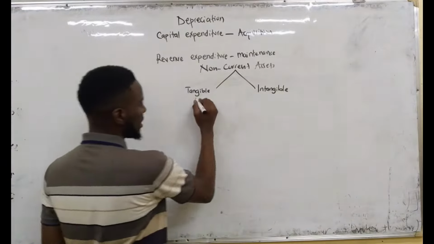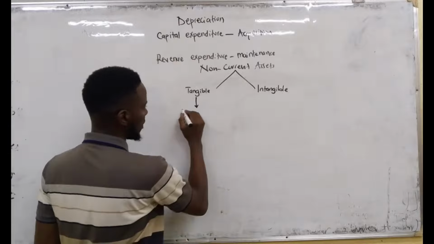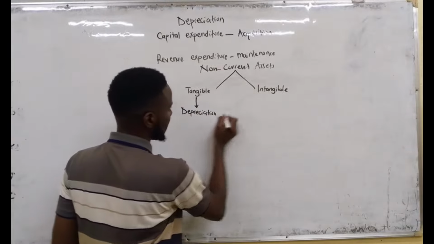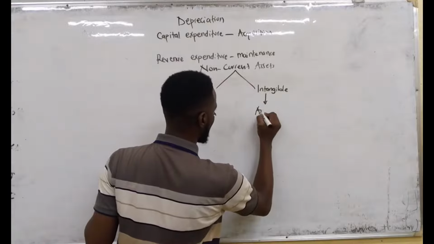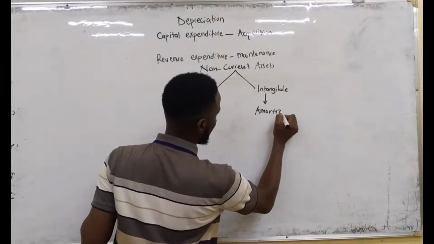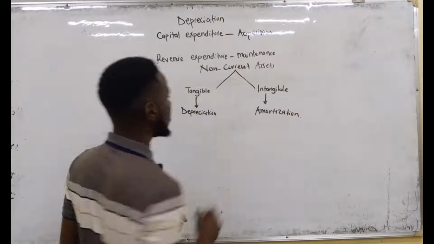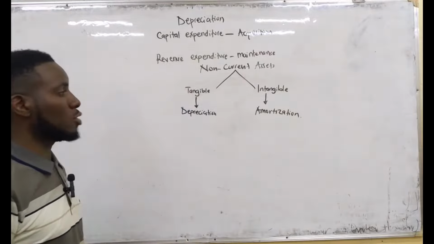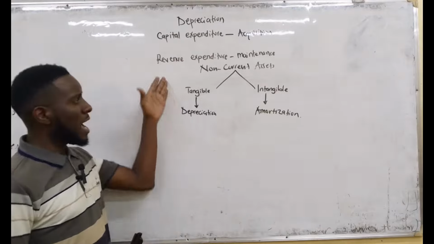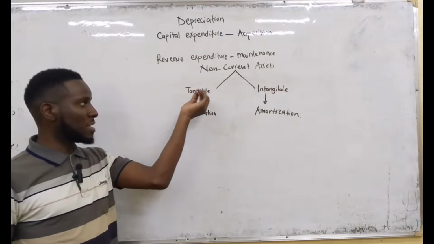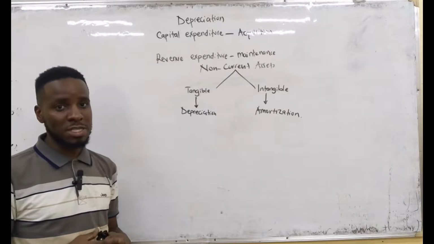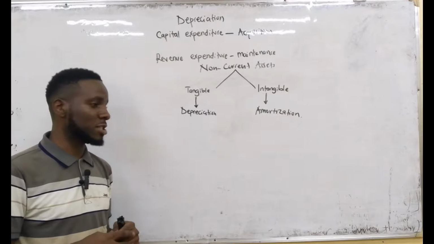Now, when the tangible assets lose value, we shall call it depreciation, whereas the intangible undergo what we call amortization. These ones amortize, whereas the tangible ones will undergo what we call depreciation. So I am going to look at the depreciation of the tangible non-current assets. That's the topic I'm going to take you through. So join me on this journey as I simplify depreciation for you.